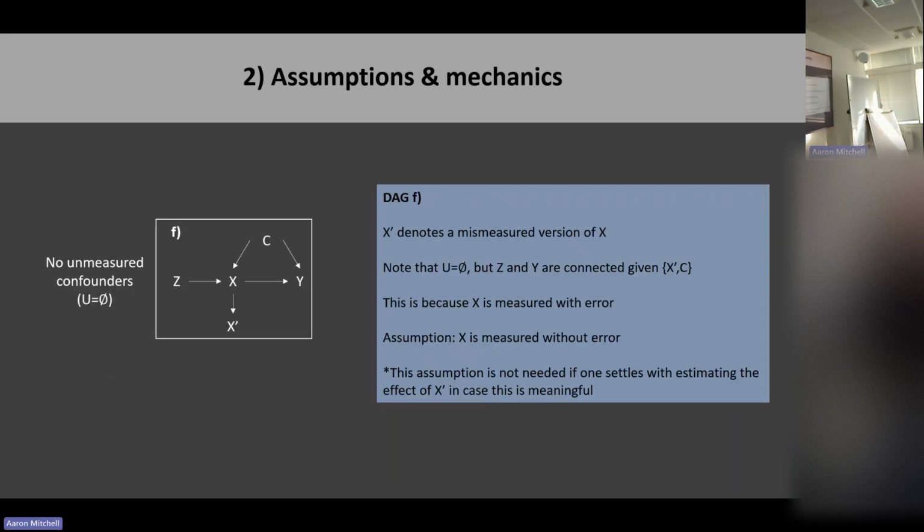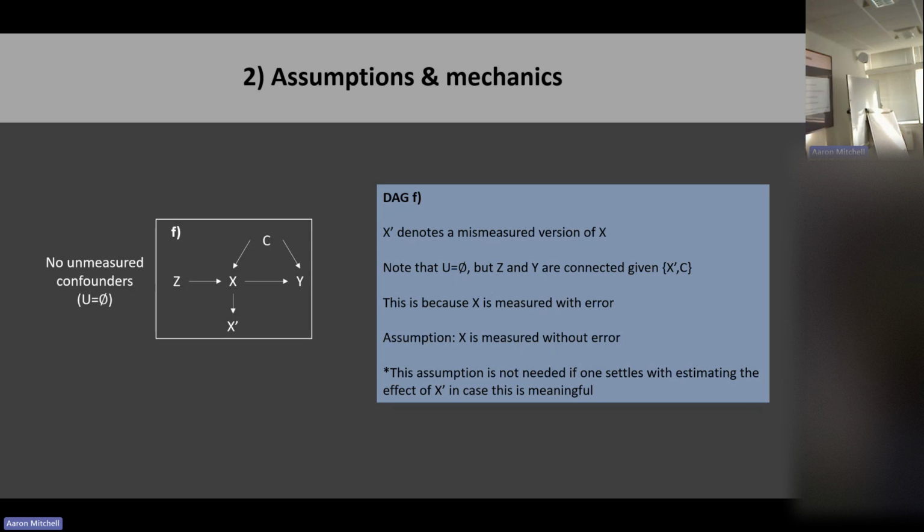And finally, the last assumption relates to measurement error in X, in the treatment, in the exposure. So we are going to represent in our DAG a mismeasured version of the treatment by X prime. Notice that we have no unmeasured confounder, so no U. Nevertheless, Z and Y are disconnected given C and X prime. And what I'm adjusting for is X prime instead of X, because what I have in practice is X prime, right? So Z and Y would be disconnected even though we have no unmeasured confounder.